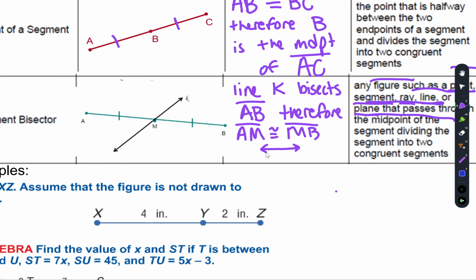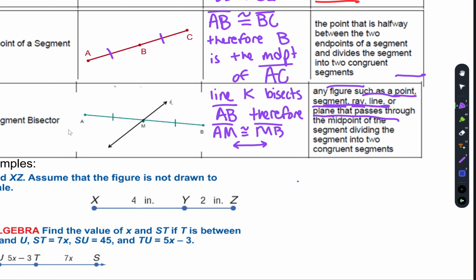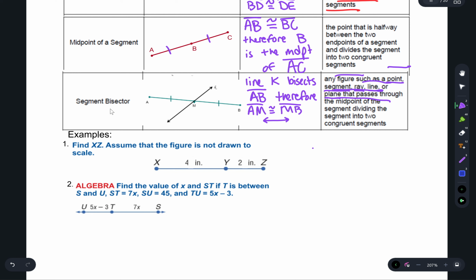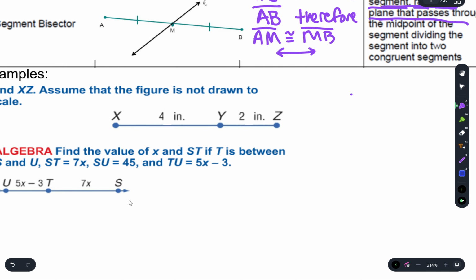Now, what this does not tell me is anything about line K. All I know is that line K, those are like the scissors, right? They are the ones doing the cutting, but I don't know anything about that. So even though this diagram kind of looks like it's even, I can't say anything about this segment and this segment being congruent. Bisectors don't work both ways for both lines like that. Any questions on any of those definitions? All right, nice and easy.